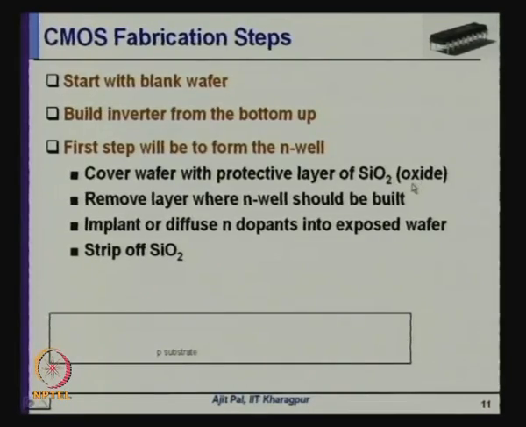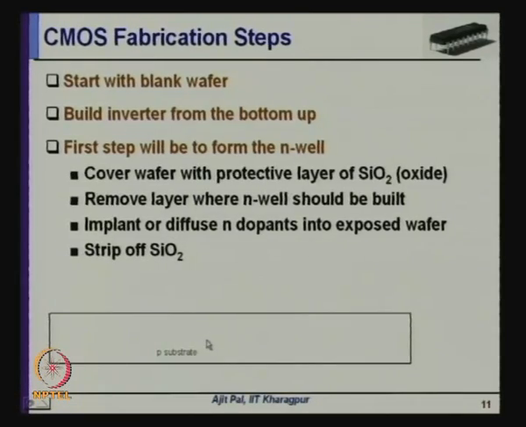So, you can use either oxygen or water vapor in the oxidation process to realize the silicon dioxide layer on top of this substrate. Then remove the layer where N-well should be built. This removal of silicon dioxide where N-well should be formed requires a photolithographic process. And then you will implant or diffuse N dopants into the exposed wafer, and then you will strip off silicon dioxide.